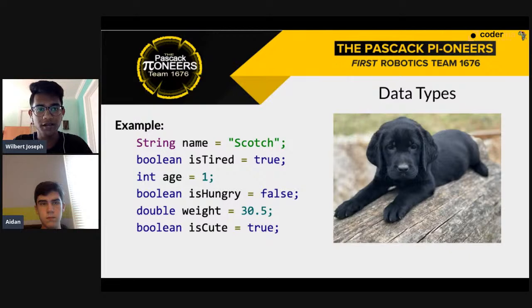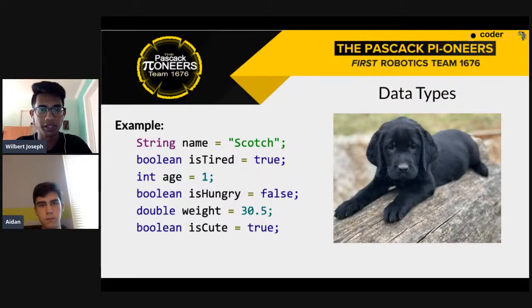So up top here, we have string name equals Scotch. On the left side, we have the type of variable and its name. The type would be string, its name would be name, and on the right side, we have whatever we want the value of that object to be. So in this case, the string variable is named Scotch.